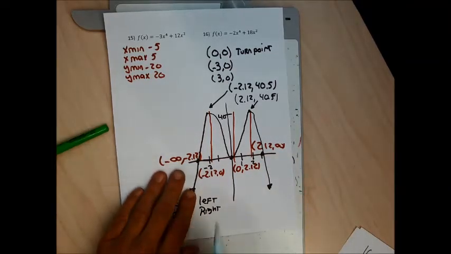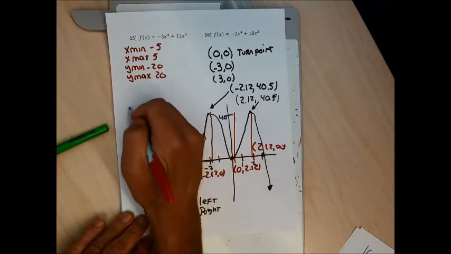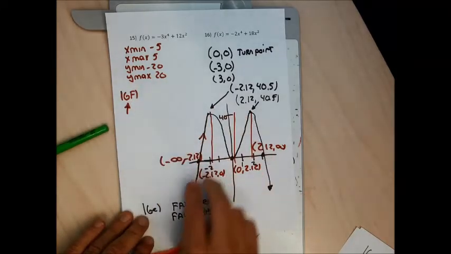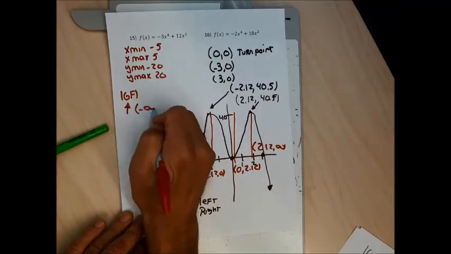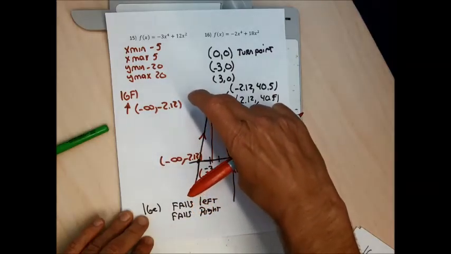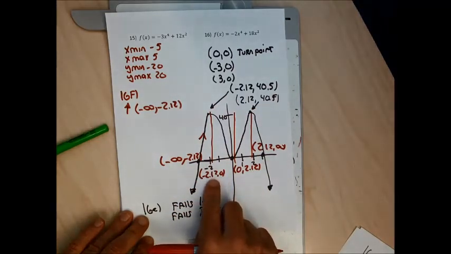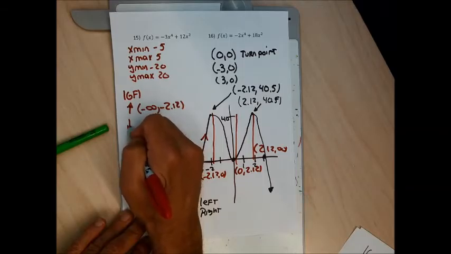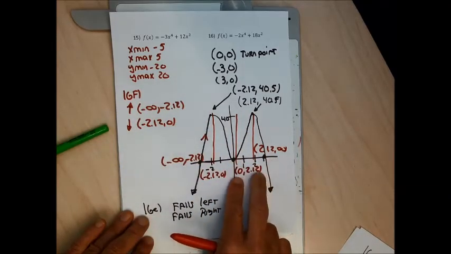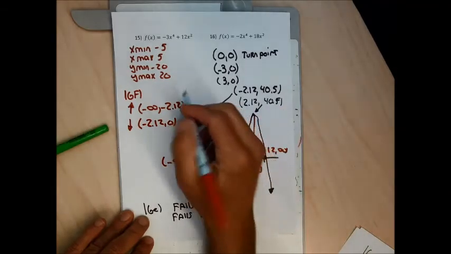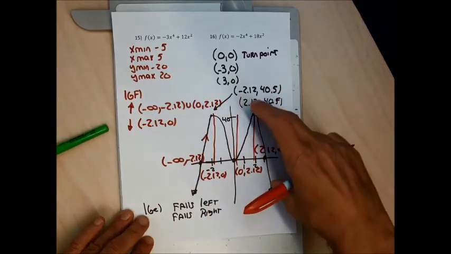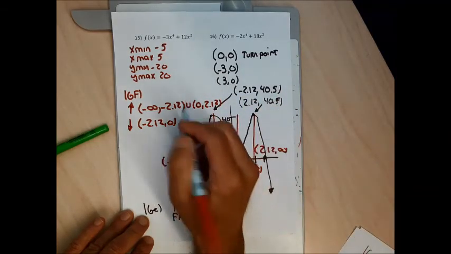The first interval, the graph is going to be increasing. So for my increasing part, which is 16F, it's going to be increasing from negative infinity to negative 2.12. Next interval, which is negative 2.12 to 0, it's decreasing. Next interval, it's increasing from 0 to 2.12. Last interval, it's decreasing from 2.12 to infinity.